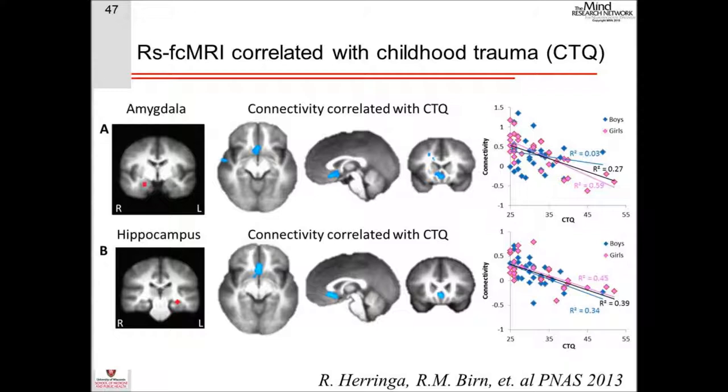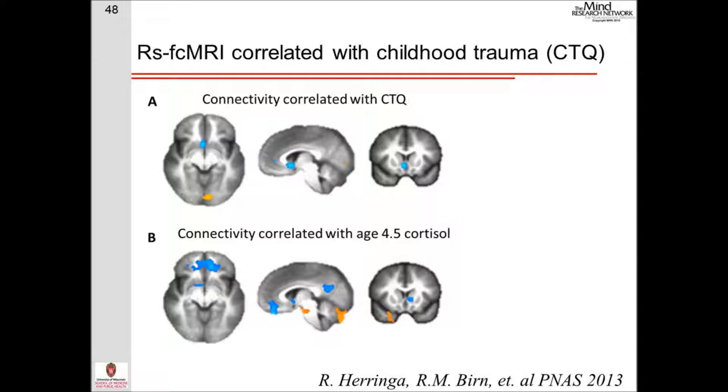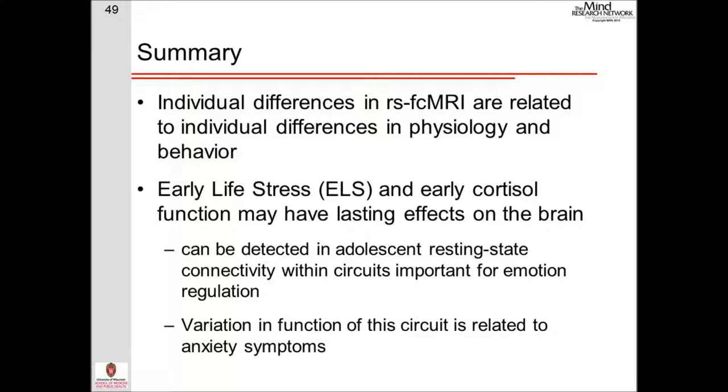So in summary, individual differences in resting connectivity are related to individual differences in physiology. So we do see interesting, meaningful differences here, not just artifacts. And early life stress and early cortisol levels could have long-lasting effects on the brain, which can be detected in adolescent resting state connectivity, which is important for emotional regulation, related to anxiety symptoms.